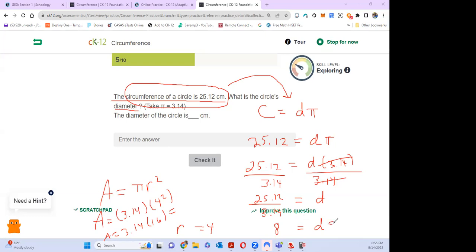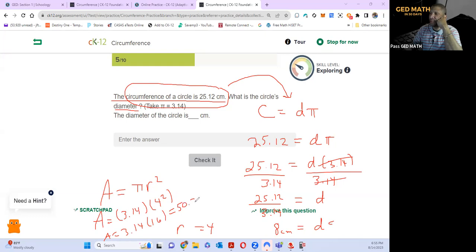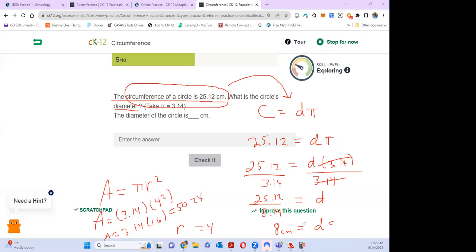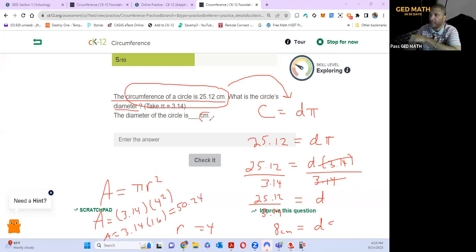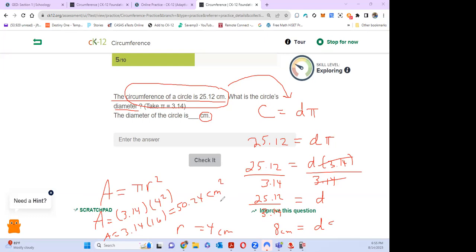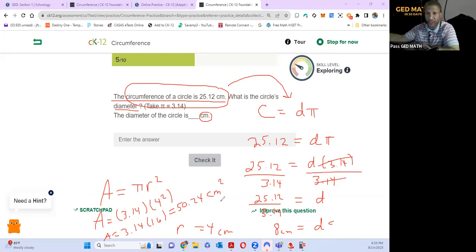It's going to give me 50.24. 50.24, right? I've been doing that all night, yeah. So again, your diameter, remember, is in centimeters. Your radius is in centimeters. Your area must be in centimeters squared. Yes, centimeters, because your area is always in squares, whatever, square feet, square centimeters, square meters.